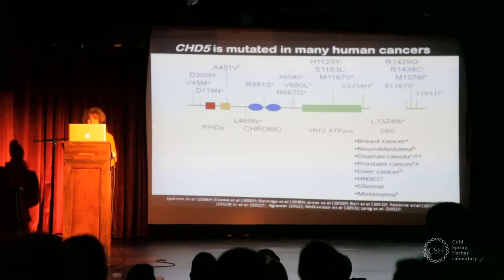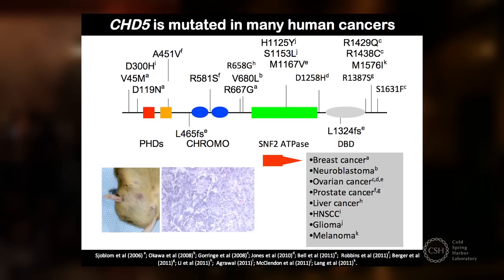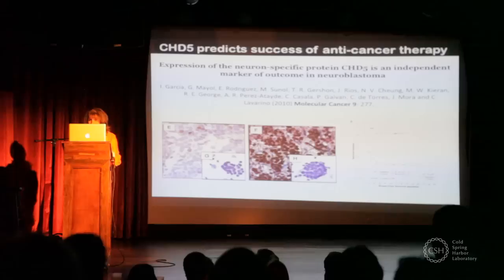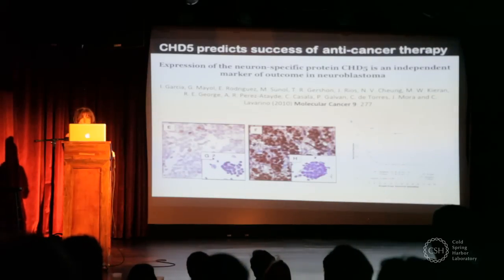But what we are seeing is that some types of human cancers, for example breast cancers, are developing in our mouse models with compromised CHD5. So I think it's an important question that we'll look into more. And perhaps most gratifying is some recent work, again by other laboratories with clinicians, who have found that CHD5 levels predict the success of anti-cancer therapy.